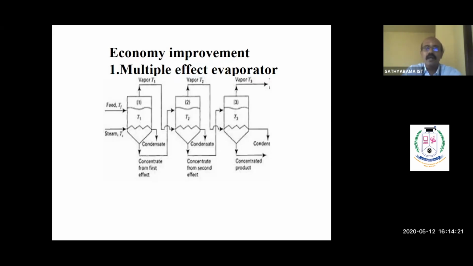So in multiple effects, a series of evaporators are arranged wherein the vapor coming out of the first effect will be supplied to the second effect, and that will be supplied as the heating medium to the third effect, and so on. So this is how the vapor is effectively used in a multiple effect evaporator. This arrangement can be effectively used to improve the economy also. So that is the multiple effect evaporator.